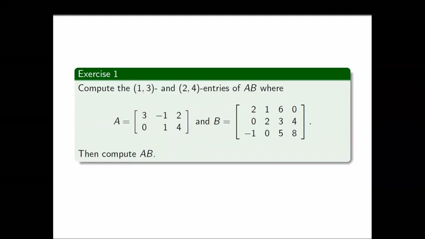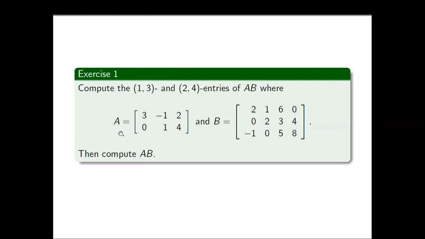Let's look at an exercise. So we're given matrices A and B. A is a 2 by 3 matrix and B is a 3 by 4 matrix. So the number of columns here, in other words, the width of A is 3 and the height of B is also 3, and therefore we can actually compute AB.